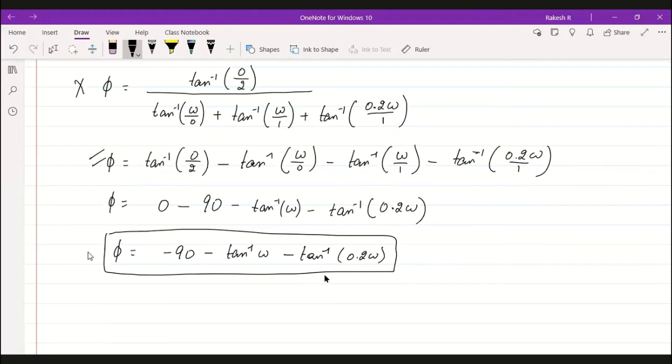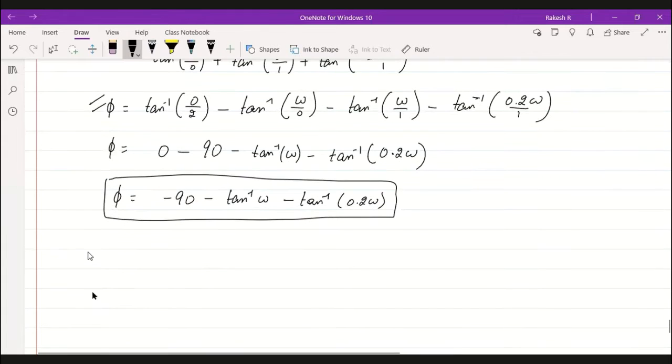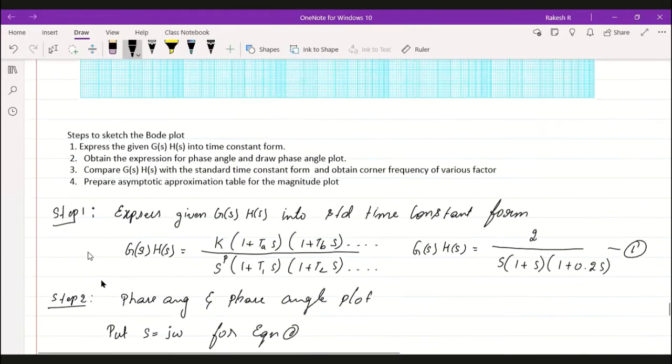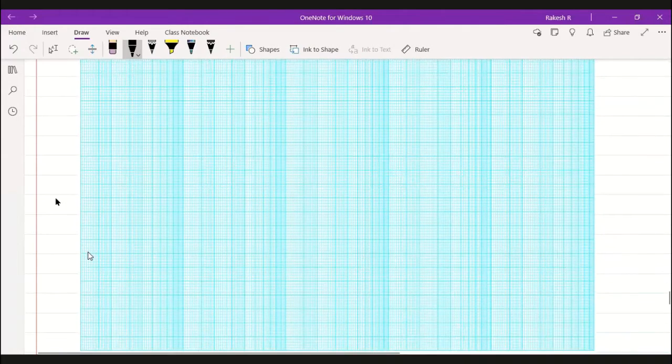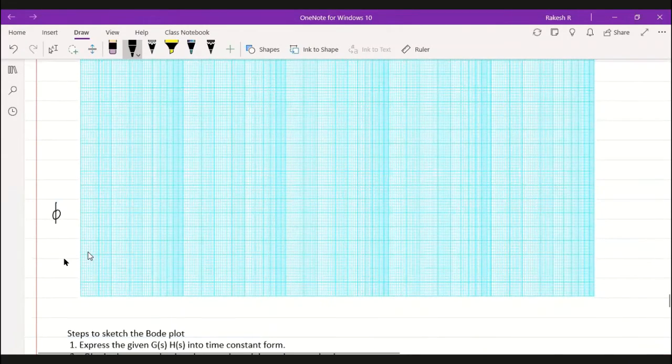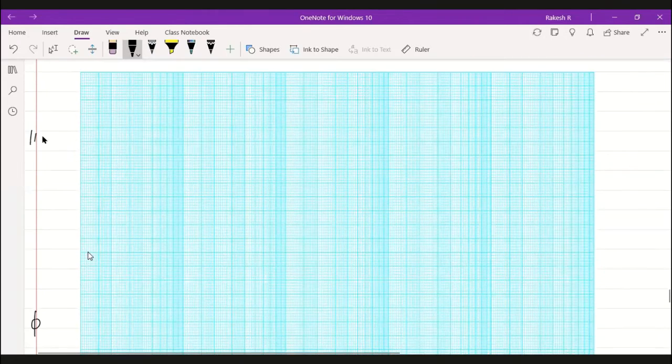Now, for this we need to plot the phase angle here. To plot the phase angle, first I need to obtain the expressions for omega and the phase angle. So see here in the graph, in the denominator I'll be writing the phase angle phi, and in the numerator, in the top scale, I'll be writing the magnitude. In the bottom, I'll be writing the phase angle here.